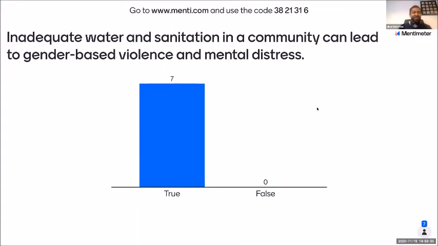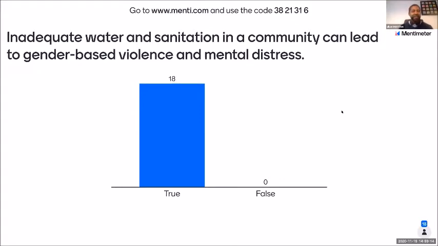So inadequate water and sanitation in a community can lead to gender-based violence and mental distress. True or false? There seems to be no false yet. So that's a good thing. Well, Prof, is that a good thing then? There seems to be no false. Yes. So that's good, it means people are engaging. So maybe we could just move to the next question.